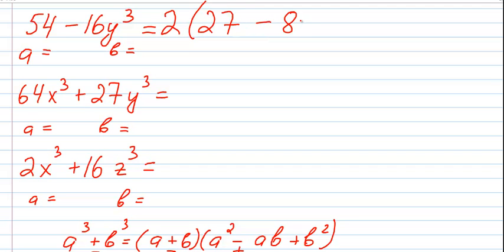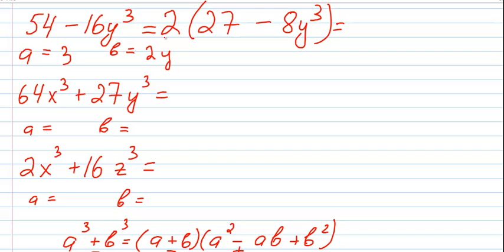And what we have here is 8y cubed. Now, inside the parentheses, we have the difference of 2 cubes, because this is a perfect cube and this is a perfect cube. So let's identify our a, which is 3, and our b is 2y, because 2y cubed produces 8y cubed. And then we can use the formula.